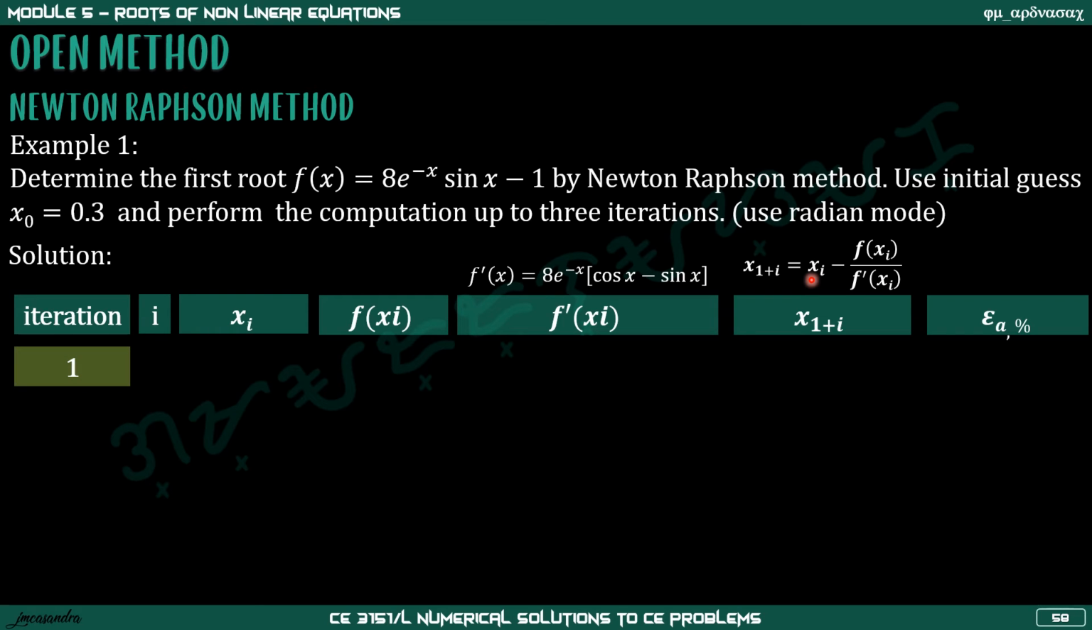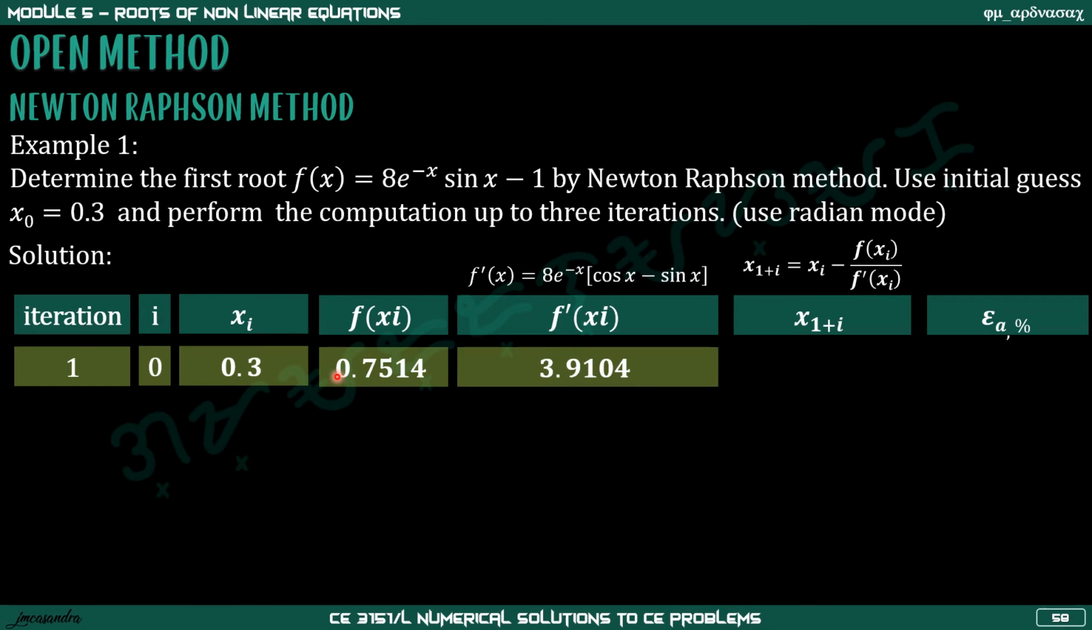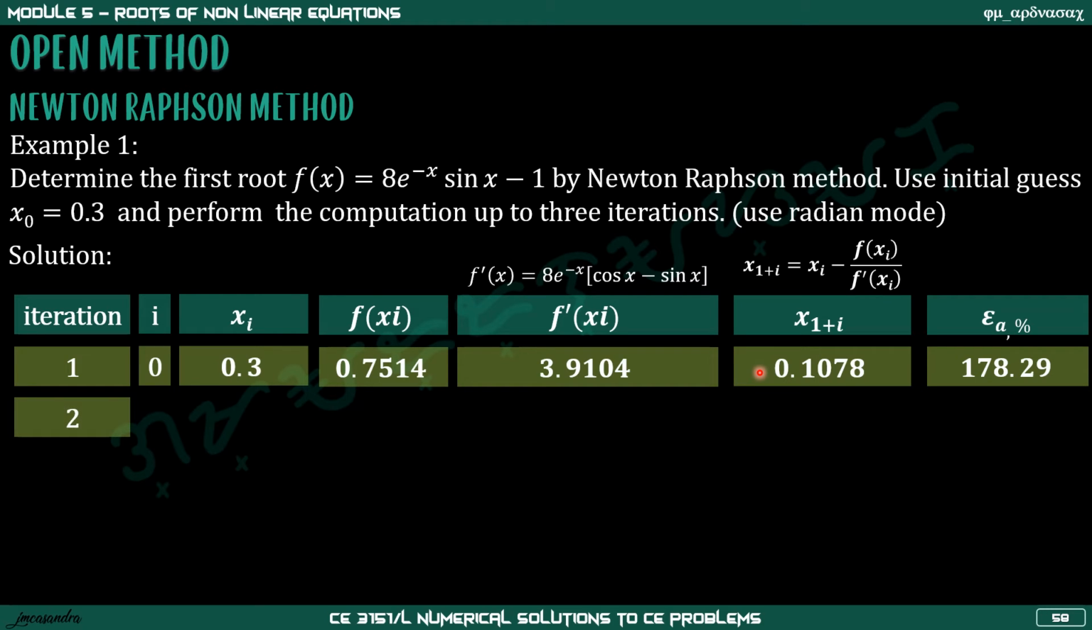We have computed already for our first iteration, where i is 0. So x sub i, or x sub 0, is 0.3. We computed the equation when x is equal to 0.3, so we have 0.7514. Then for the derivative, it's 3.9104. So x1 is equal to 0.1078, and the approximate error is 170.29. For our second iteration, we have i equal to 1.